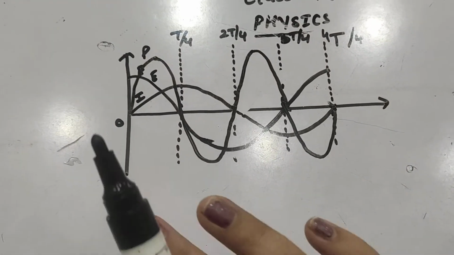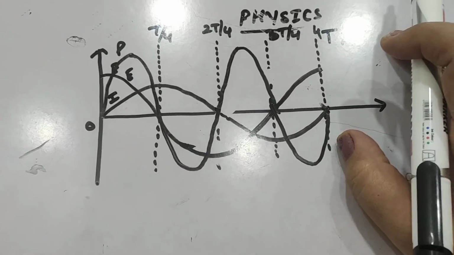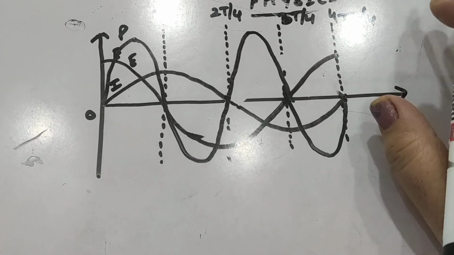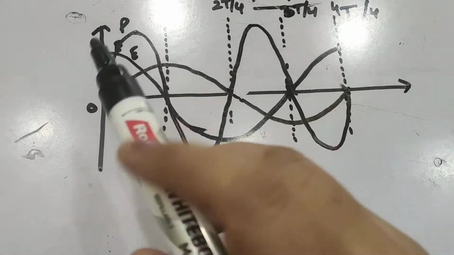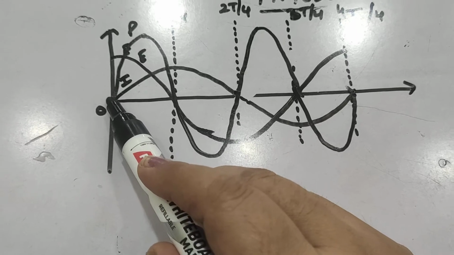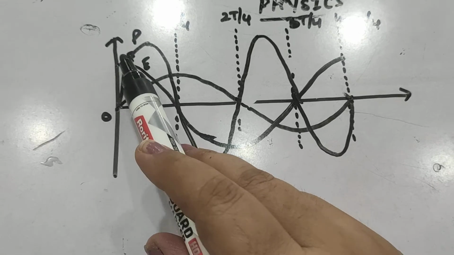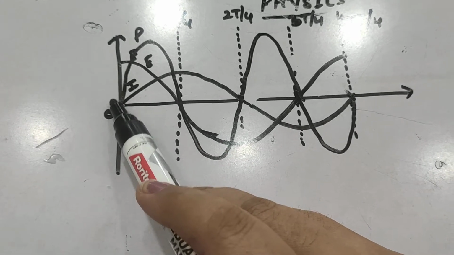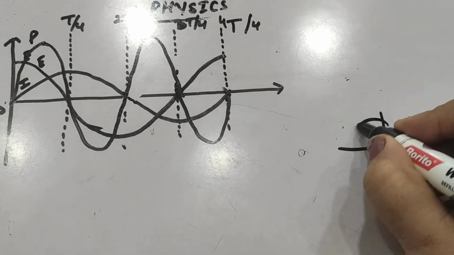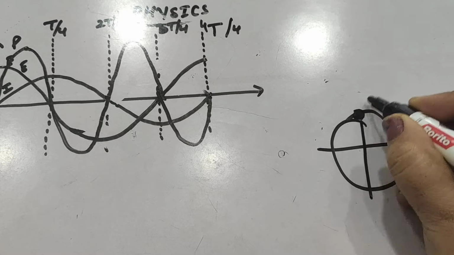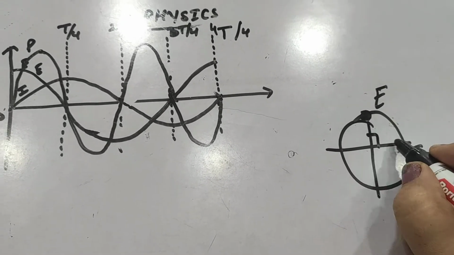Let us now understand the magnetization and demagnetization of the inductor with the help of this graph. Now you can see here, since current I is lagging behind the voltage by pi by 2, in that case you can see here the current starts from the mean position, while EMF starts from the maximum position. So in that case the current is lagging behind the voltage by pi by 2. You can also understand by this circular method. In that case also, if voltage is at this point and current is at that point, it means current is lagging behind the voltage by pi by 2.